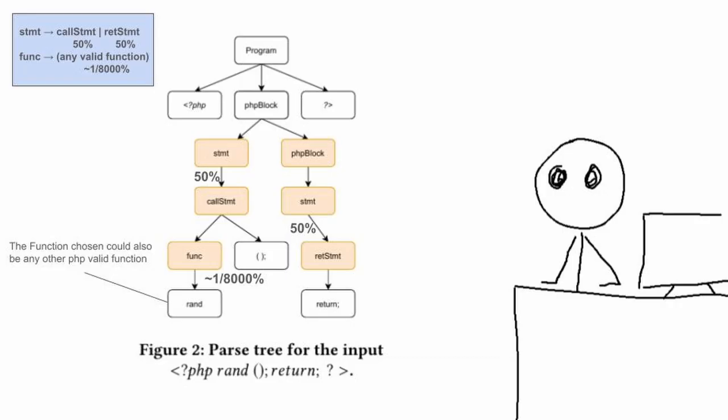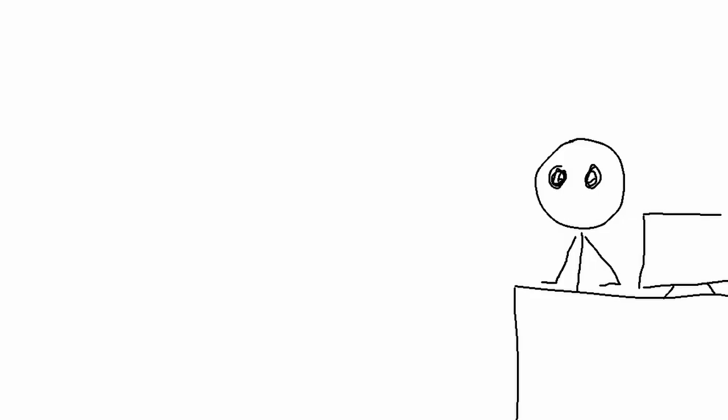This just further highlights the bias because before you can even roll the 1 in 8,000 chance, you have to hit the 50% chance that the statement turns into a call statement instead of a return statement. Anyways, it's pretty clear that Nautilus's implementation of the parse tree clearly has some issues when it comes to bias and mutation coverage. Now let's look at the PHP example for the automaton.